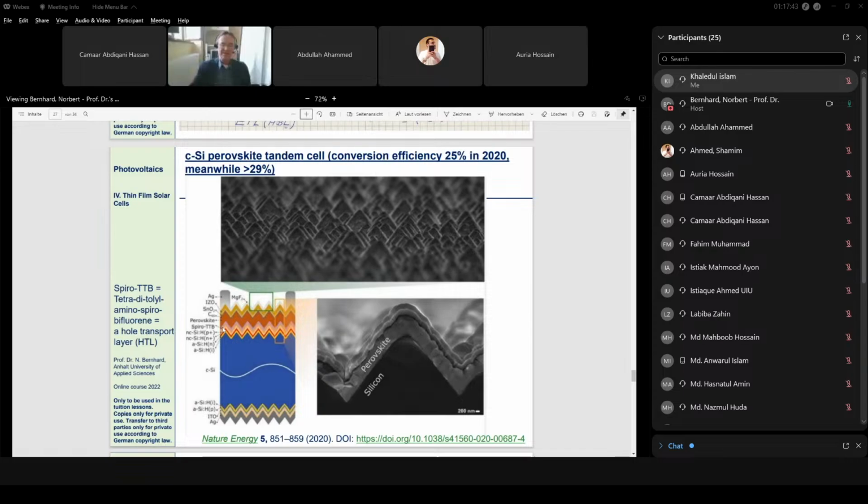Okay, this is my last foil. And again, I am open for two or three questions if there are some. Professor Bernard. So which one has the best efficiency? This one, which I show here, gallium arsenide. I just said you have efficiencies of more than 40%.